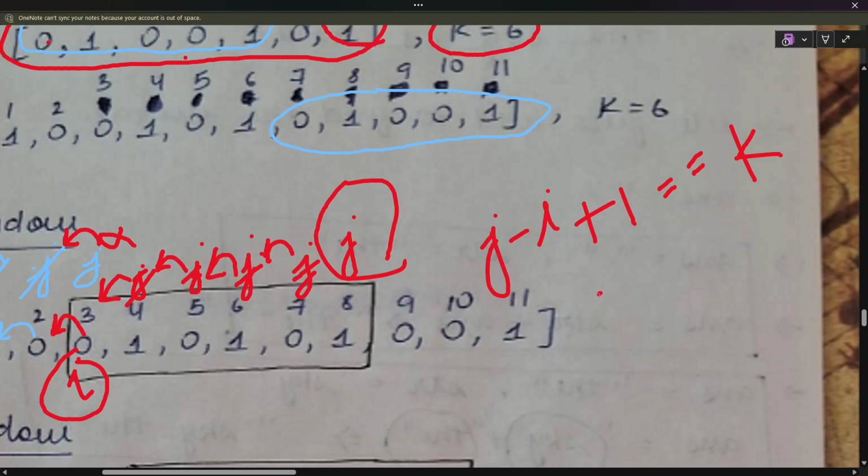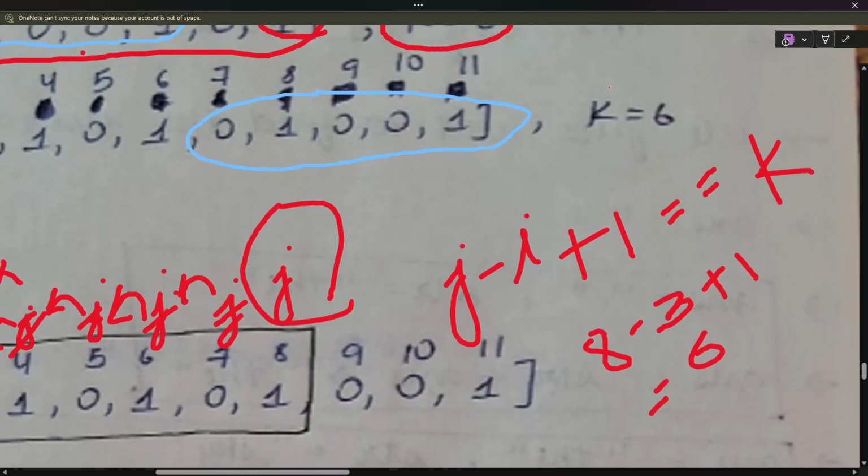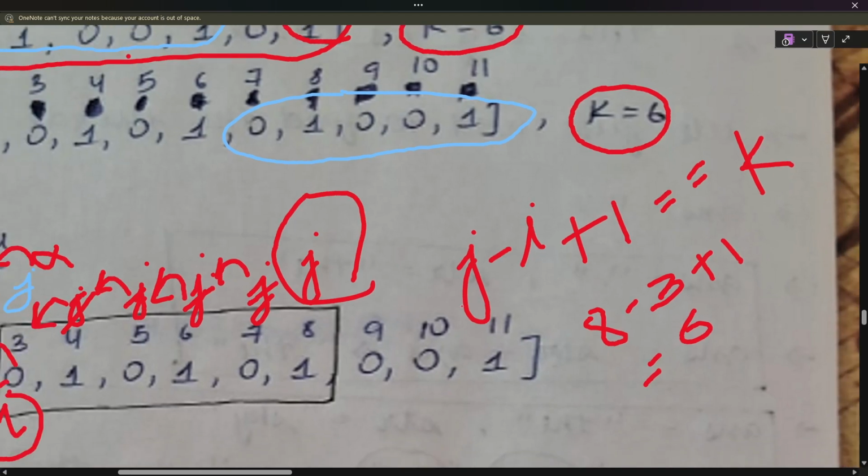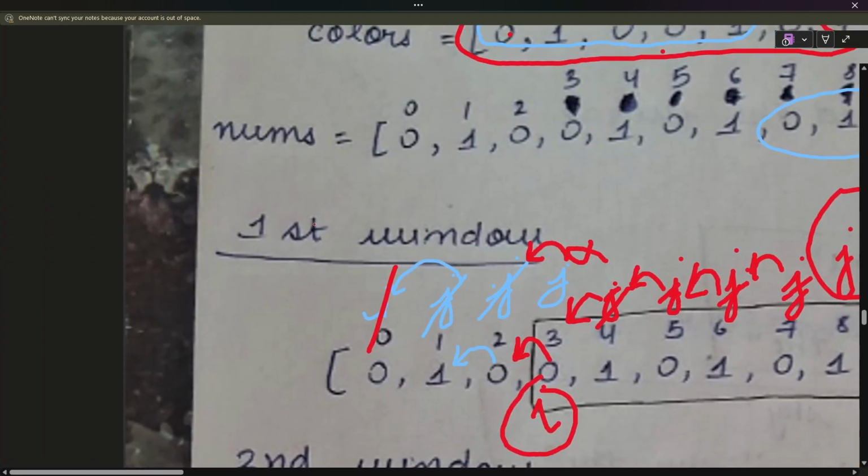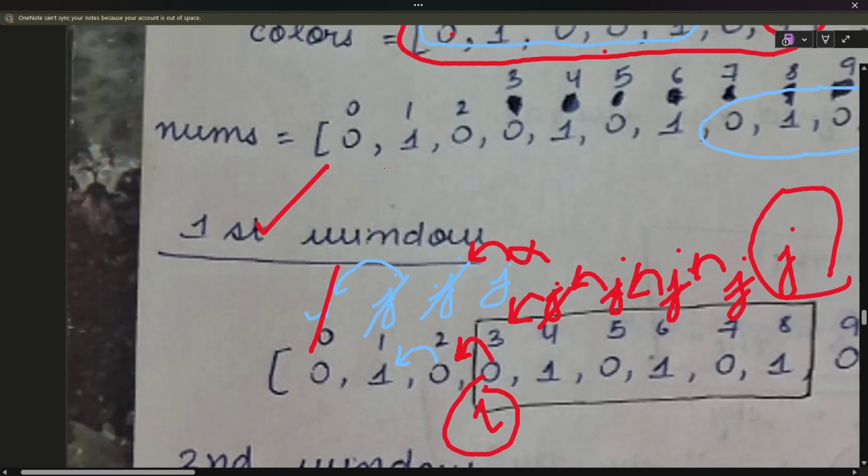Just a second. So we have 8 and we have 3. So 8 minus 3 plus 1, what will we get? We will get 6. And what is the window size? It's 6, so we got our first window.